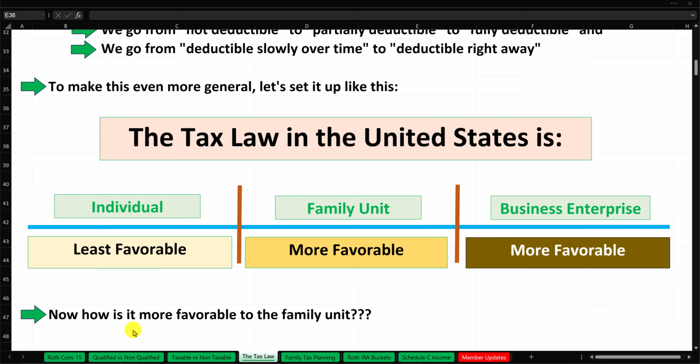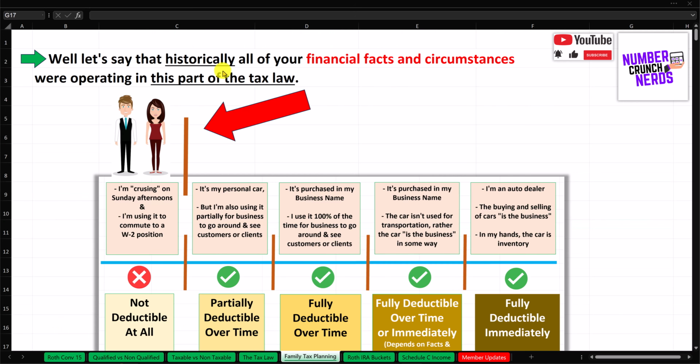Now, how is it more favorable to the family unit? Well, let's say that historically, all of your financial facts and circumstances were operating in this part of the tax law over here that we just determined was the least favorable.